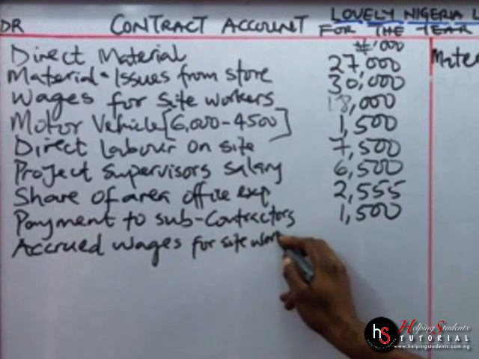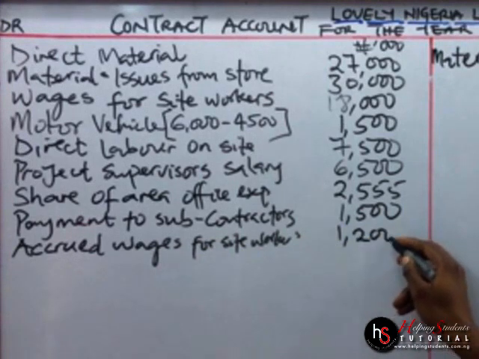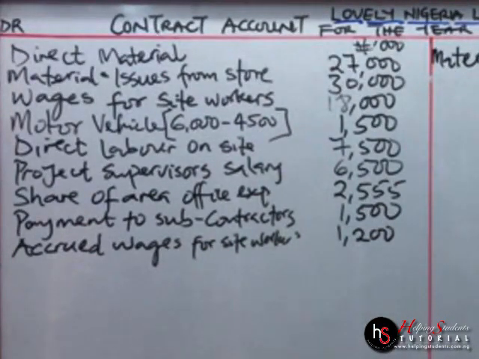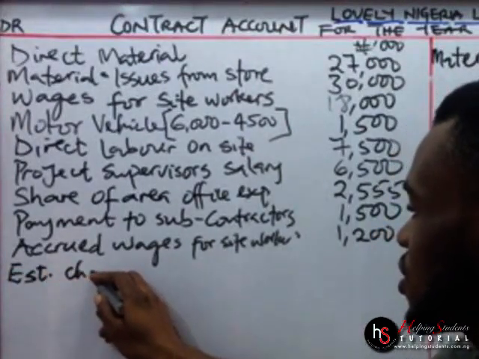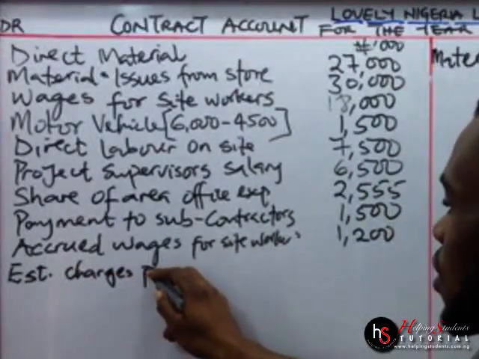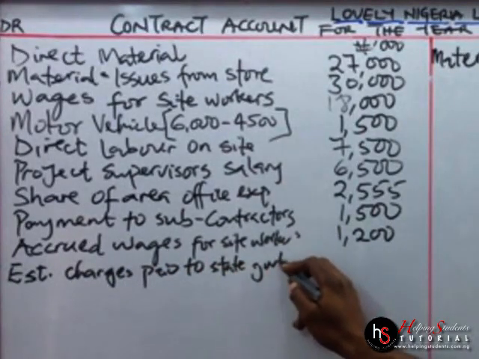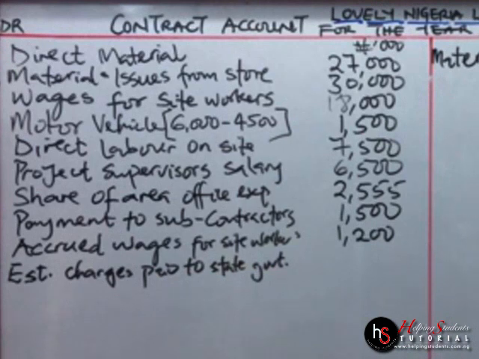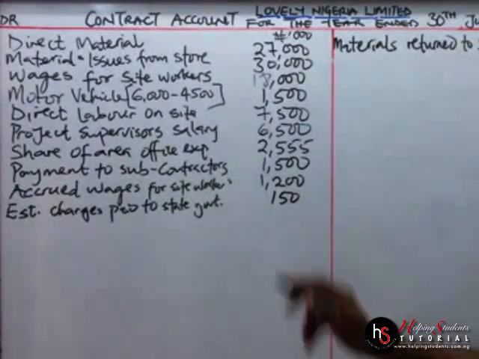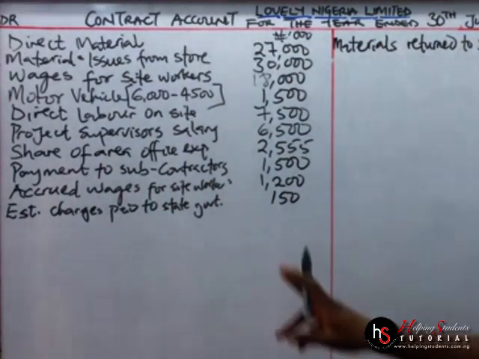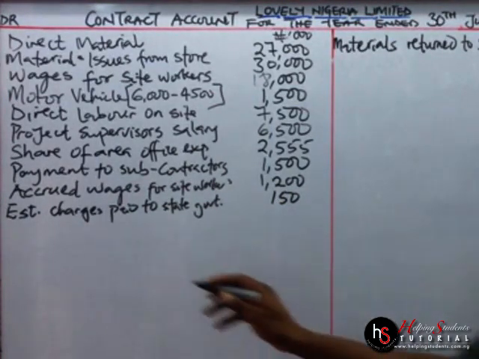For site workers. And we have 1,200. Establishment charges paid to state governments. We have 150, okay? It is 150,000, right? So the next thing we have there is the direct expenses on site.